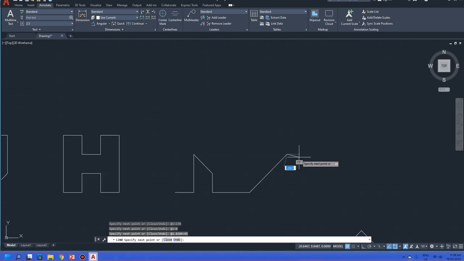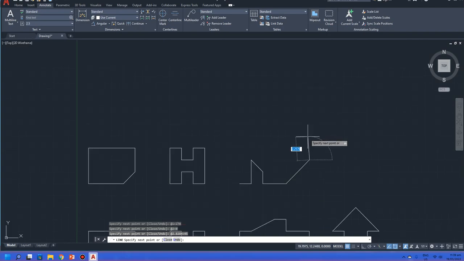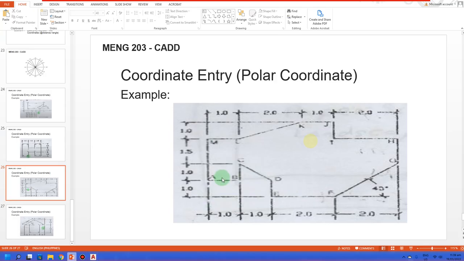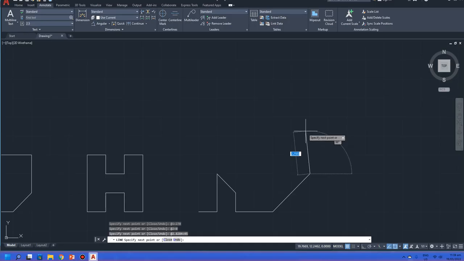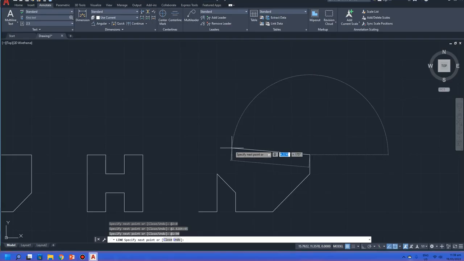The value that I have created is correct. And then the distance is 1, angle is 90, distance is 2, angle is 180, distance is 1, angle is 90.